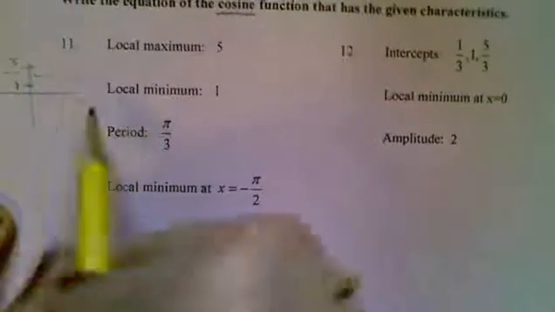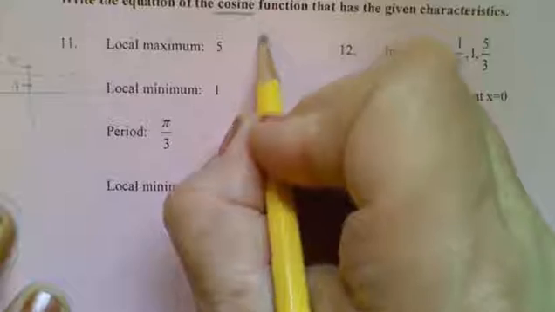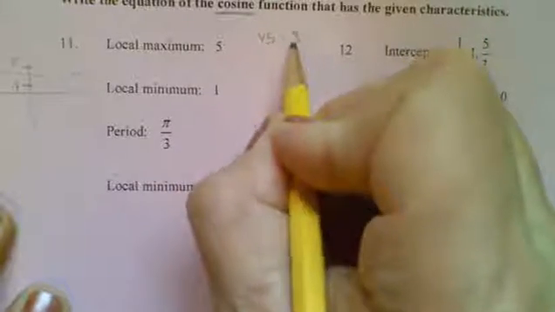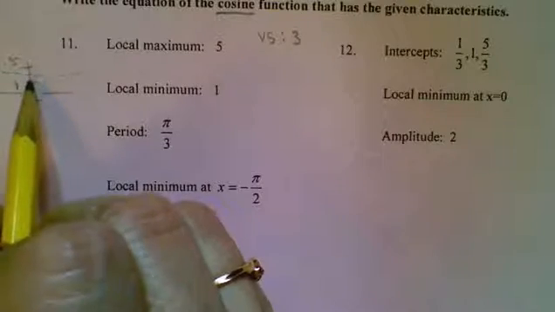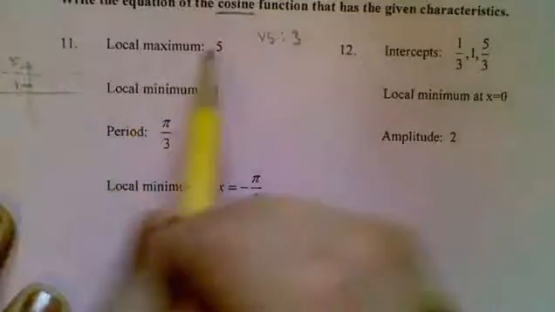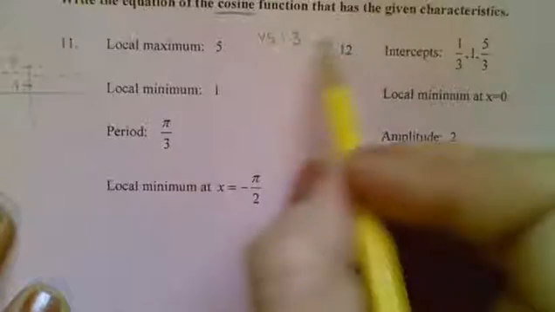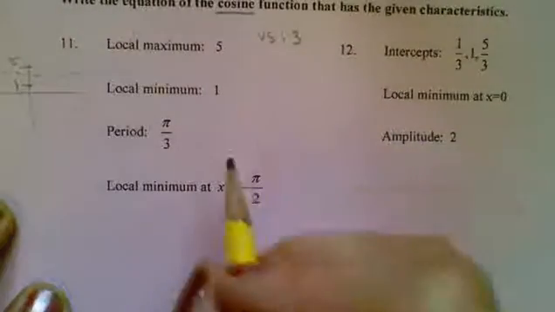Middle of that would be at y equals 3. So there's a vertical shift of 3. Another way you could do that is you could just find the average. So take 5 plus 1 is 6. Divide by 2, you get 3. So 3 is right in the middle, the average.